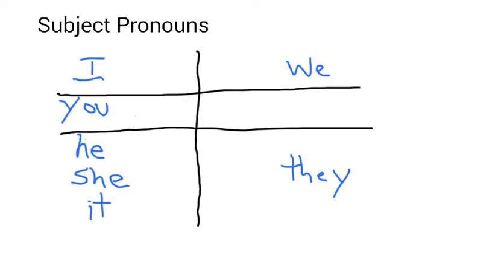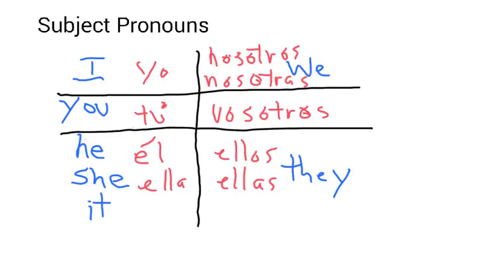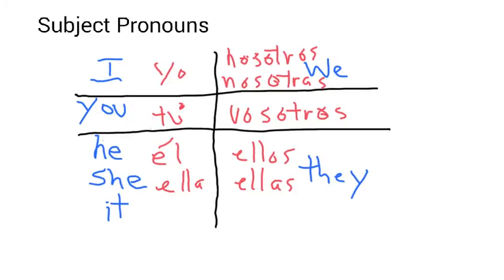You will notice they form a 6-position chart in English. We have the same 6-position chart in Spanish. However, in Spanish, you will notice that we have 2 words for the word we. You will notice we have 2 words for the word they.